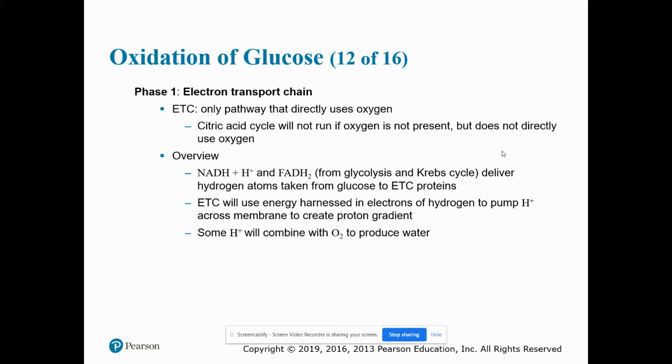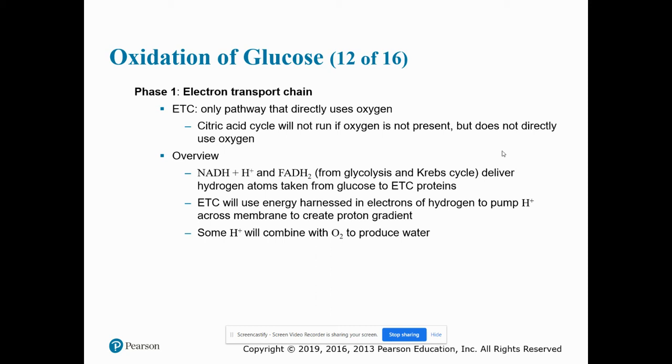So the electron transport chain is the only pathway that directly uses oxygen, and it uses oxygen as a final electron acceptor. The citric acid cycle will not run if oxygen is not present, but it does not directly use oxygen.